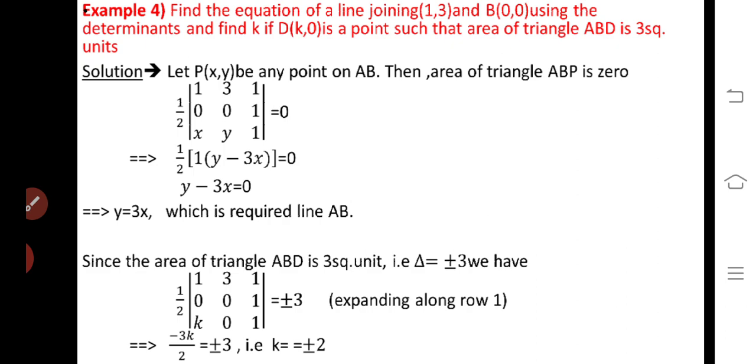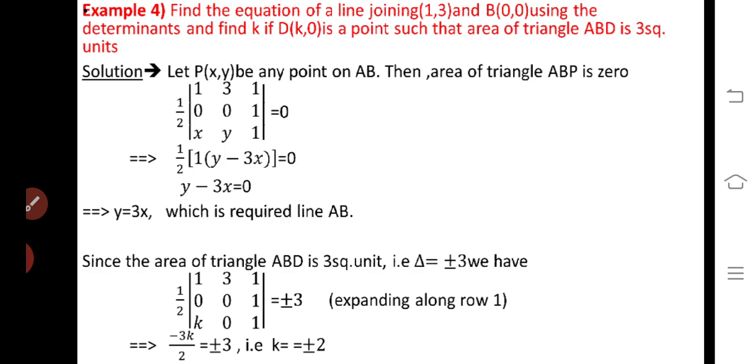Yes, in yesterday's class I gave note 2. What is that note? If area is given, use both positive and negative values of the determinant for calculation. This is the note I gave yesterday. By using that note you have to solve this.